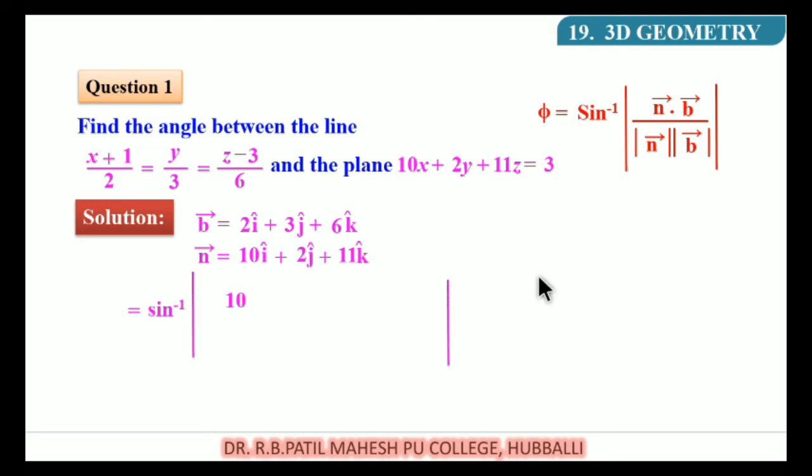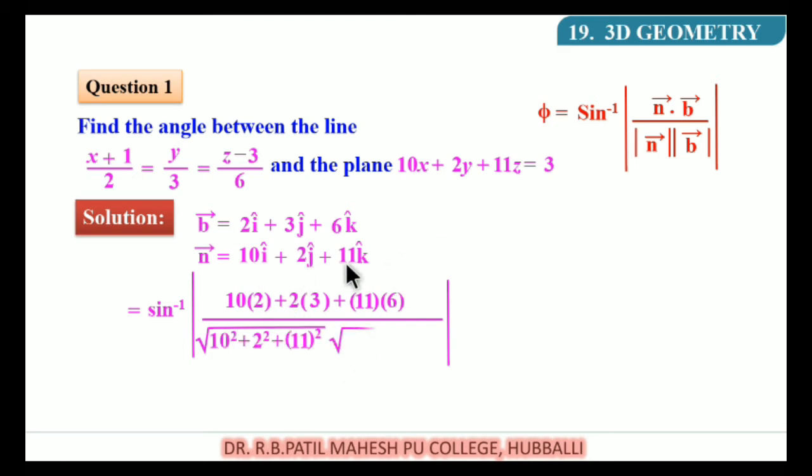Now we take the angle, sin inverse of n vector dot b vector. This is the dot product, which means you take the sum of the products of the scalar components. So 10 into 2 plus 2 into 3 plus 11 into 6, all divided by square root of 10 square plus 2 square plus 11 square, into square root of again 2 square plus 3 square plus 6 square.